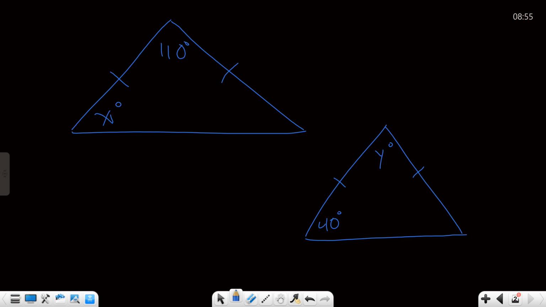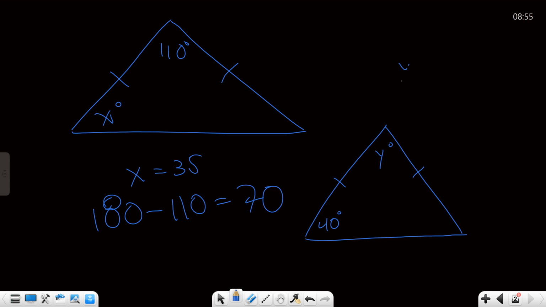Al, how big is X? 35. Y? 180 minus 110 is 70. And since the two sides are congruent, we divide by 2. You get 30. Good. How big is Y, Al?